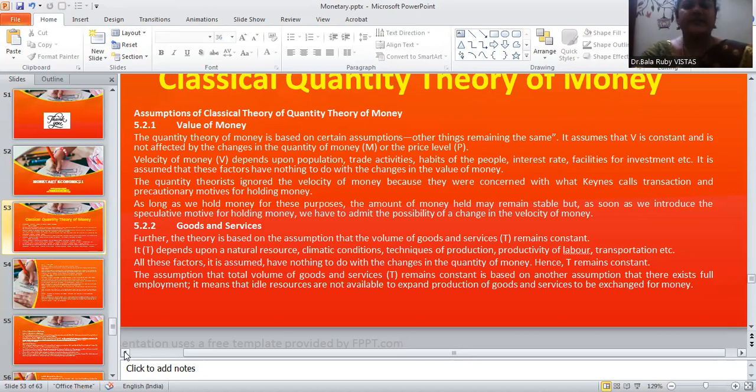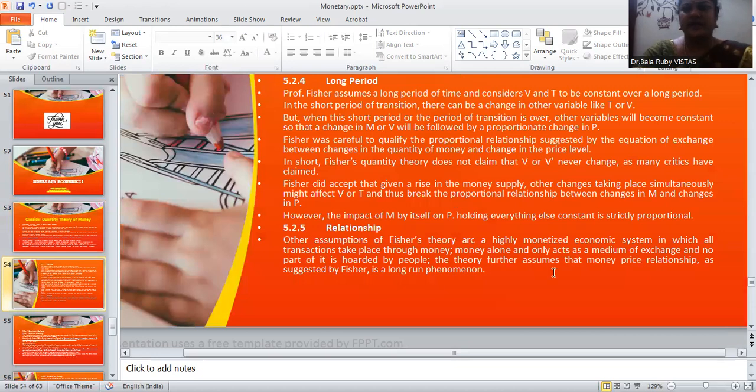Therefore, T remains constant. This assumption that the total volume of goods and services, that is T, remains constant is based on another assumption that there exists full employment. It means that idle resources are not available to expand production of goods and services to be exchanged for money. So this is the second assumption.